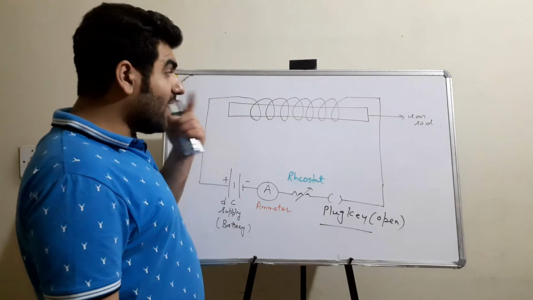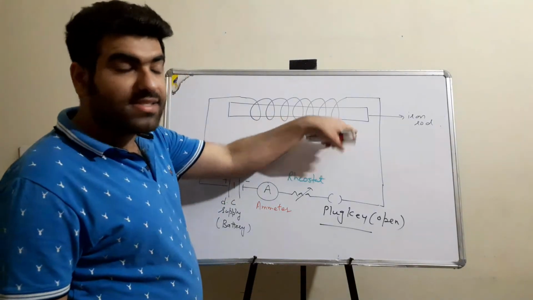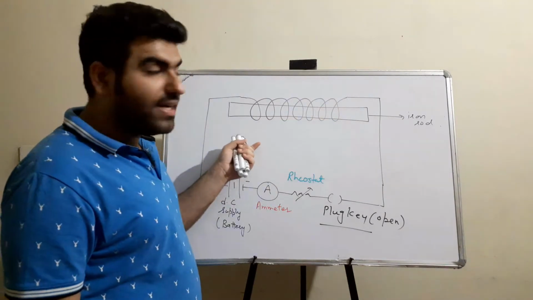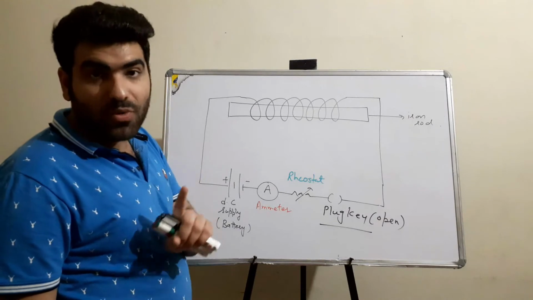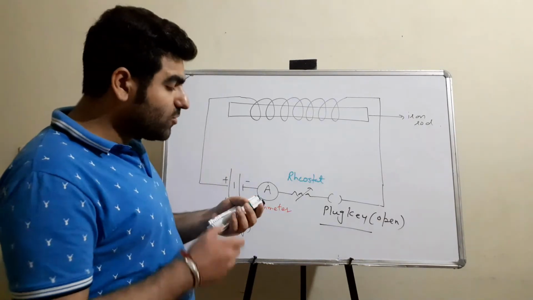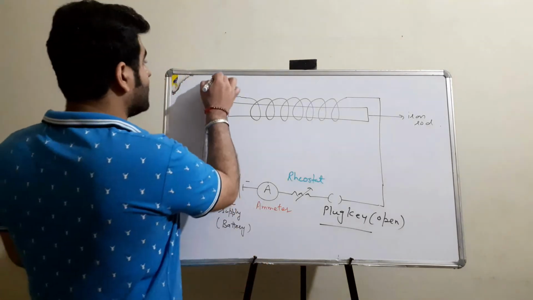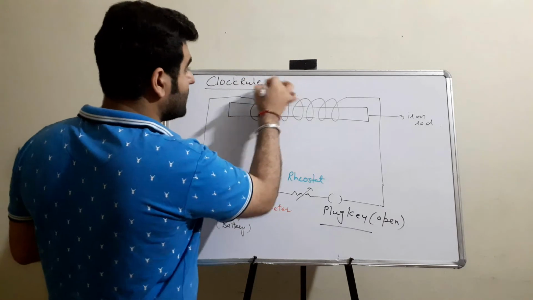The thing is, when the current passes, there will be the generation of magnetism, and if the magnetism is generated, it means there will be the formation of poles, that is the North Pole and the South Pole. Now in order to determine the poles, there is one rule, known as the clock rule. A very, very important rule.